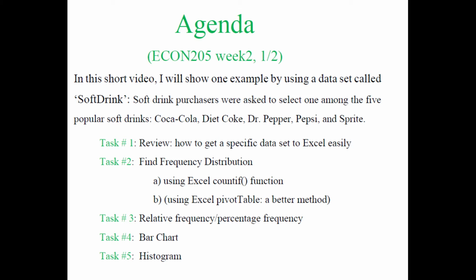Task number 1, which I treat as a review: how to get a specific dataset into Excel. Task number 2: find the frequency distribution. The dataset is categorical variables, not numbers. There are 2 ways to get the frequency distribution: using the Excel COUNTIF function, and using an Excel pivot table. Actually, the second approach is better, but a little bit more complex.